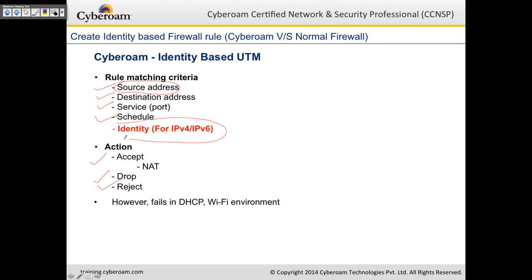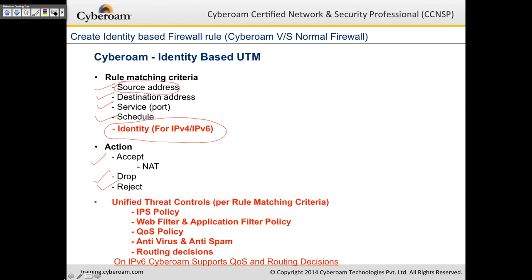And this is the specialty, the patent pending technology of Cyberoam, wherein you stamp the identity, or impregnate the identity, into the rule matching criteria itself, and you apply all the unified threat control policies depending on per rule matching criteria. You can apply the IPS policy, web filtering and application filter policy, QoS policy, antivirus and anti-spam, and routing decisions as well. Now, on IPv6, Cyberoam supports QoS and routing decisions.